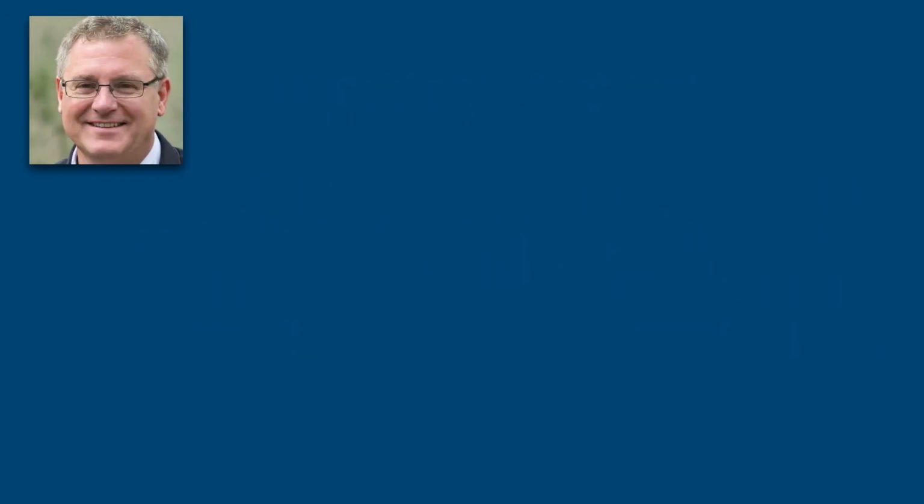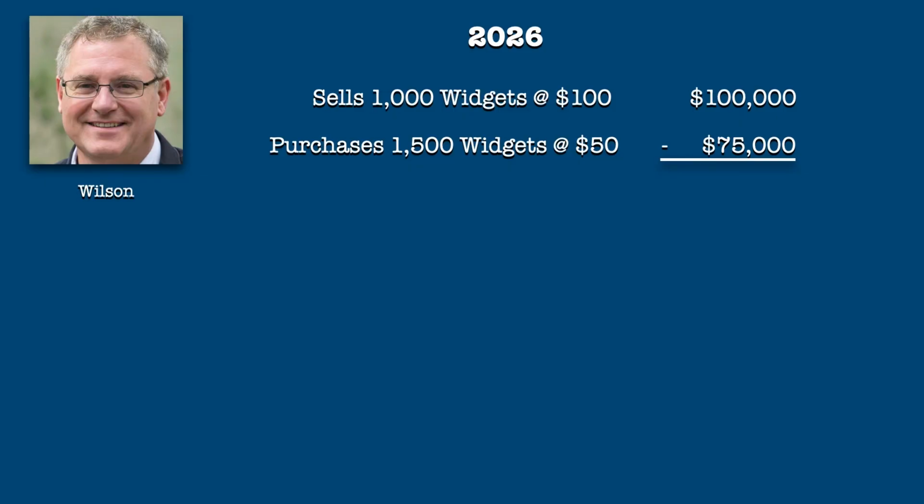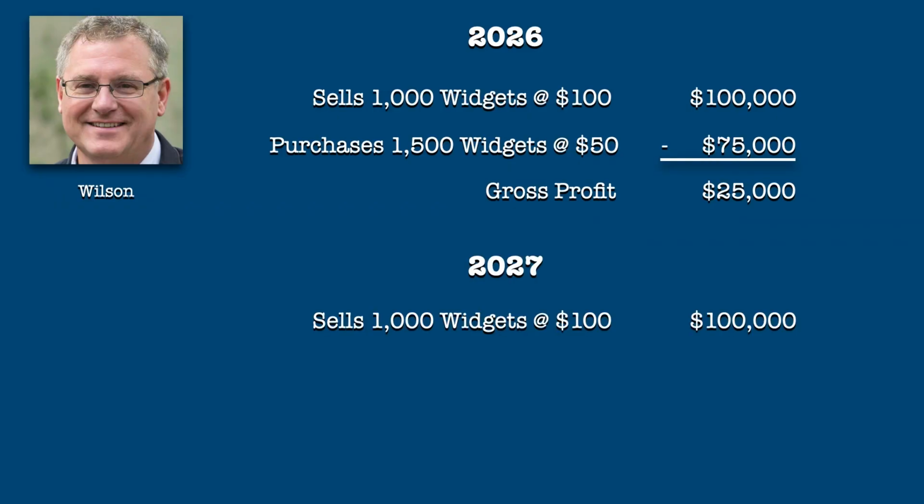Wilson sells widgets. In 2026, he sold 1,000 widgets at $100, but he purchased 1,500 widgets at $50. If he reduces his income by the cost of all the widgets he purchased, he would have a gross profit of $25,000. In 2027, he sells another 1,000 widgets at $100, but he only purchased 500 widgets at $50 since he already had the 500 widgets left over from the previous year.